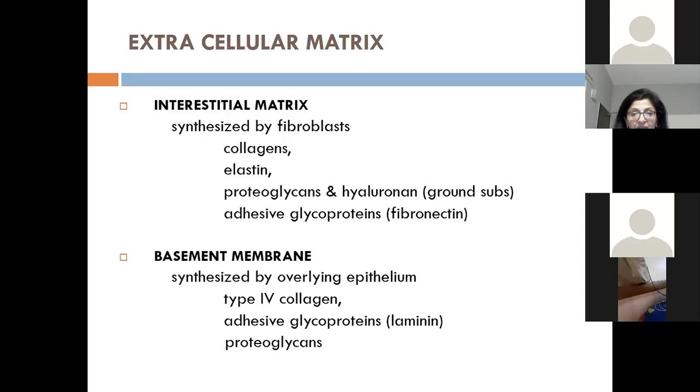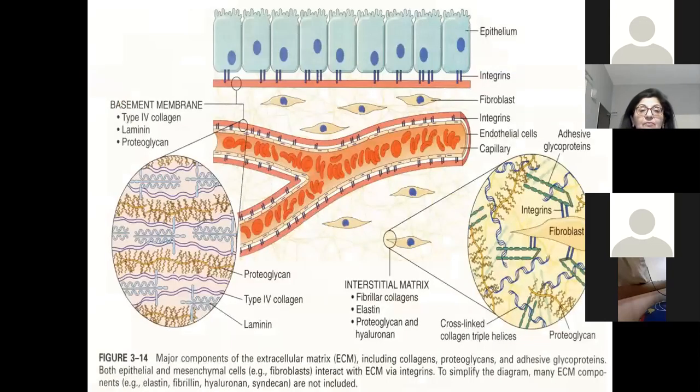And if you look at it diagrammatically, this is the basement membrane, which is secreted by the overlying epithelium. And this basement membrane consists of type 4 collagen, laminin, which is the adhesive protein, and the ground substance, proteoglycan. And these are the different fibers of this. The interstitial matrix, which is in between the cells or beneath the basement membrane, consists of collagens, elastin, proteoglycans, and the adhesive glycoprotein, which is fibronectin.